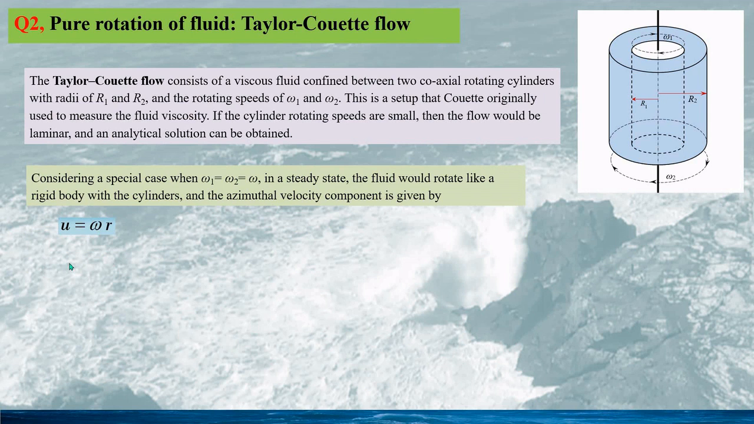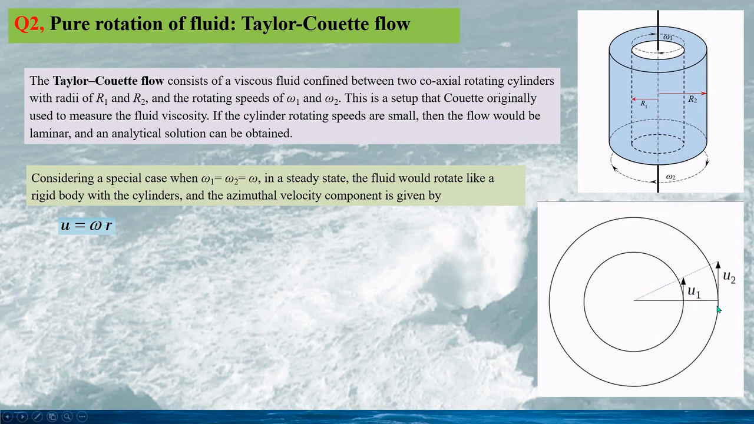Now we can consider a special case, omega-1 equals omega-2. The two cylinders rotate at the same rotating speed. Thus, in a steady state, the fluid would rotate following the two cylinders like a rigid body, and the flow azimuthal velocity would be given by this. Here, omega is the rotating velocity of the cylinders, and r is the radial position from the central axis. Obviously, at different radial positions, the fluid velocity would be different. See U1 and U2 here.